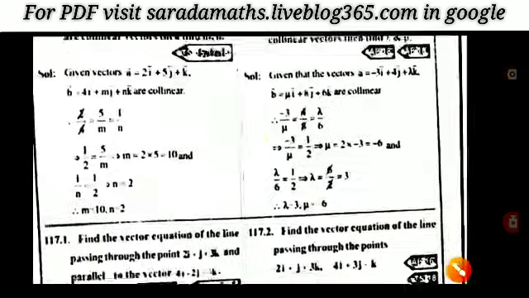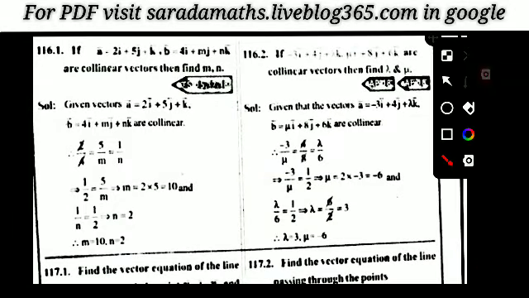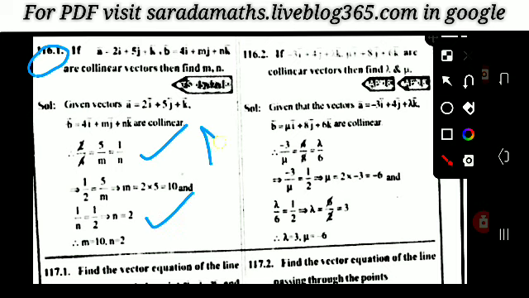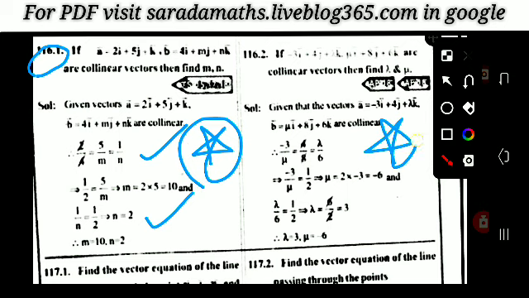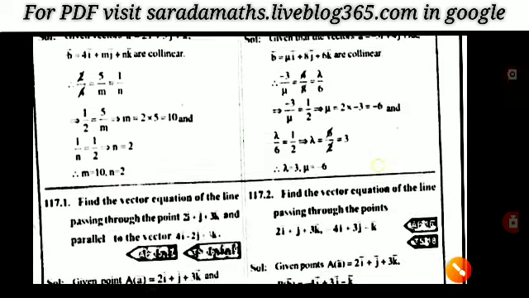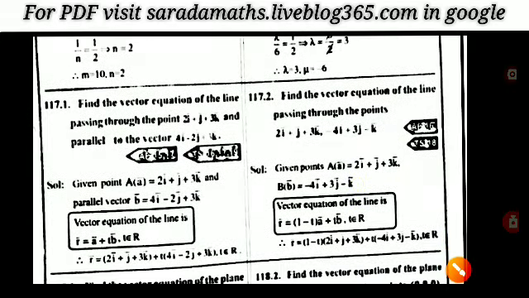Next one, a very, very important math question, the most important sum. If a bar and b bar are two vectors that are collinear, then what are the values of m comma n? Very, very important sum. Okay, next, if a bar and b bar are two collinear vectors, then what are the values of lambda comma mu? Most important questions. These are very, very important sums. Okay, next one, find the vector equation.